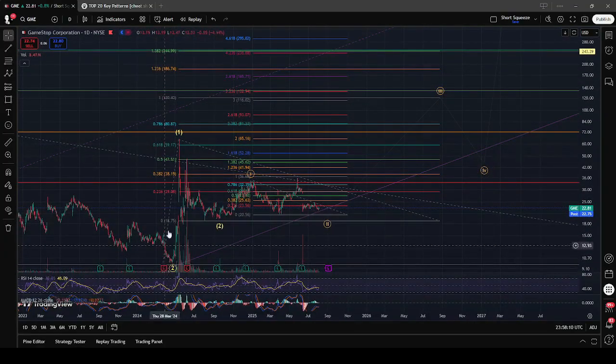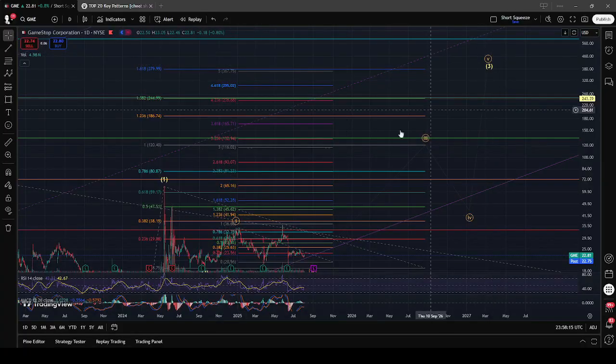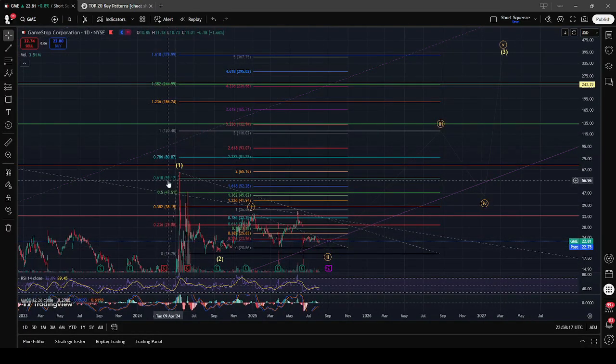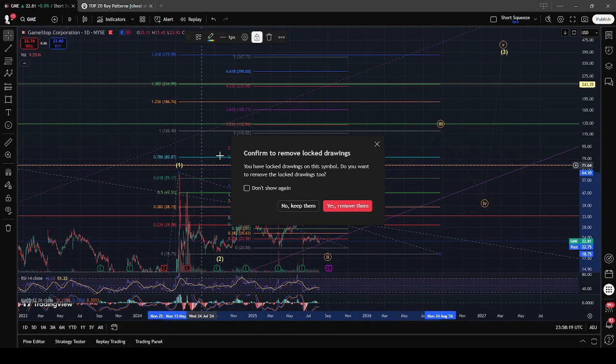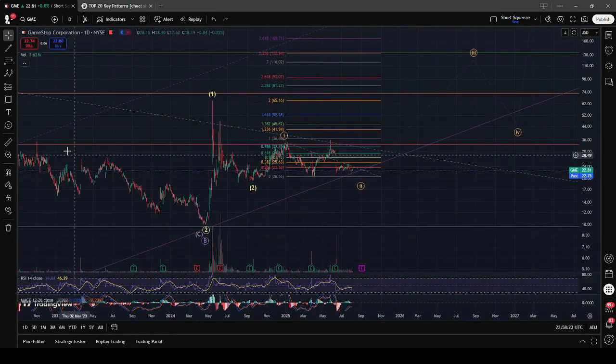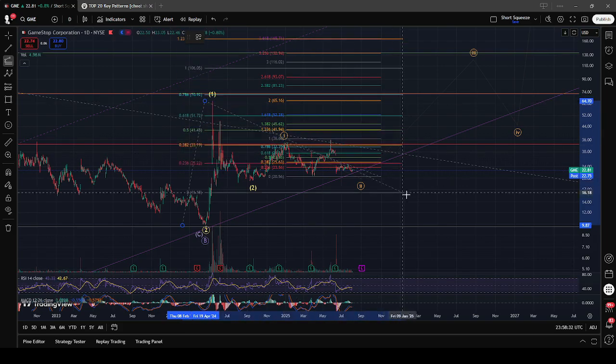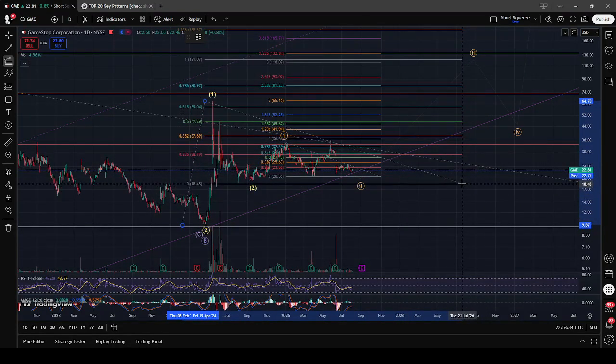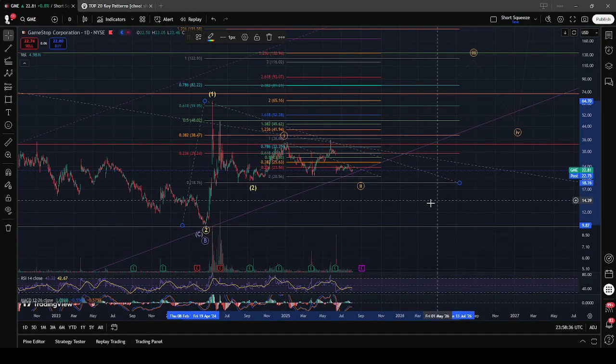So we have the 1, 2 into a 3. So what we have here is, let me just delete this. Again, from the low right here, into the top one, and then the next low here.